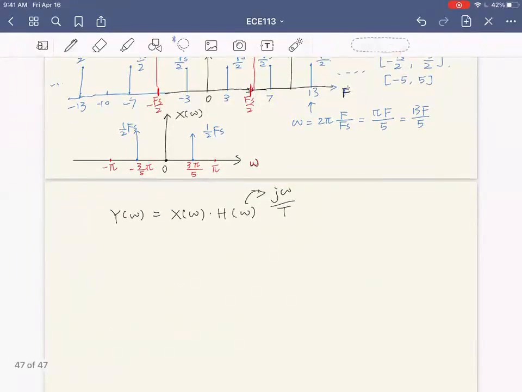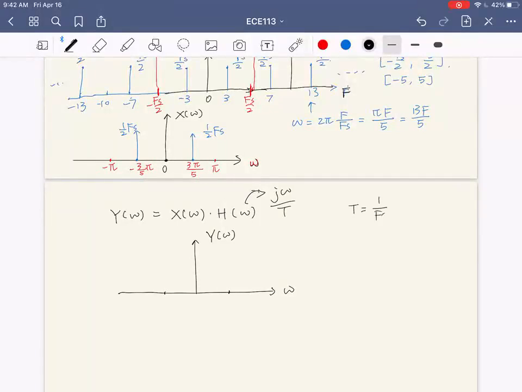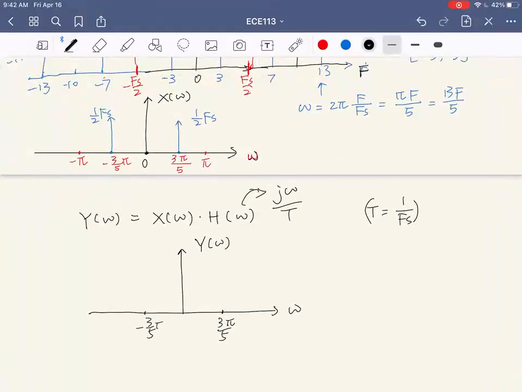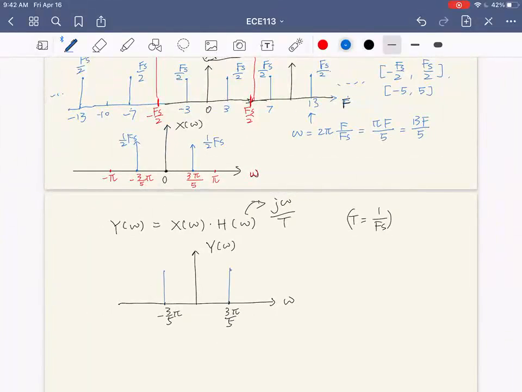So the Y, it's clear that the Y is also impulses, but the magnitude is multiplied by this, right? Yeah, so the T here is 1 over fs. Let's say it is given by the question. All right, the horizontal axis remains unchanged, and the vertical changes to, let's say we have A, we can include the complex number here. So we know the value is, all right. And the omega here is, let me see if I make any mistake.